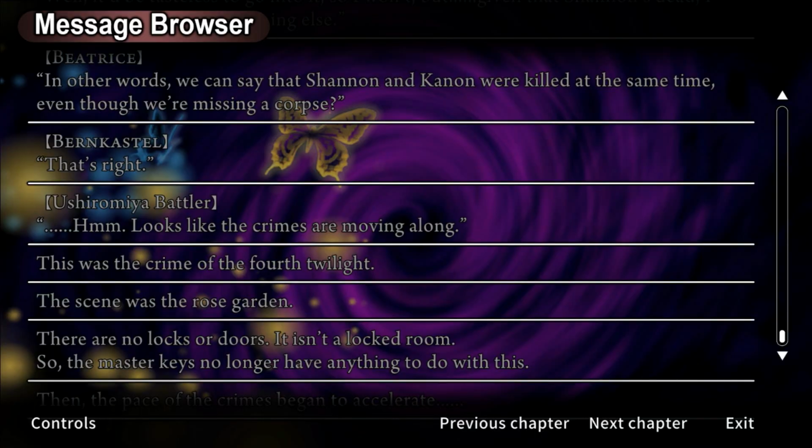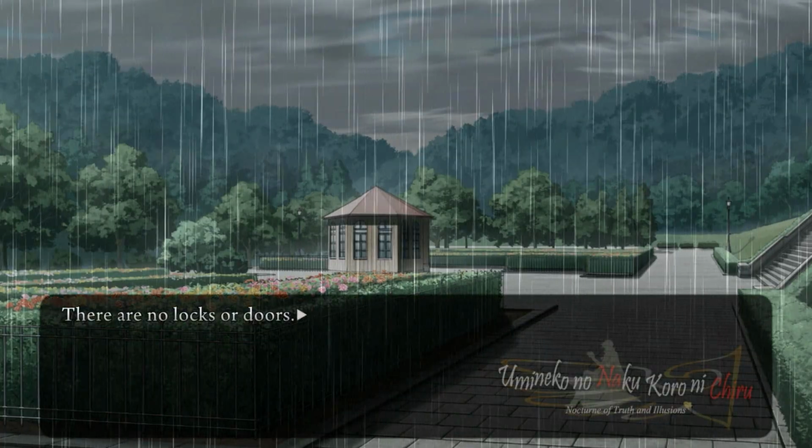Well, I can at least say that the scene was the Rose Garden. Because maybe if I'm to also determine the how done it, I'm gonna have to determine where they are killed. But no, actually this is the fourth Twilight. Scene was Rose Garden. I'm gonna write this stuff down. There are no locks, it isn't a locked room. Oh, of course.